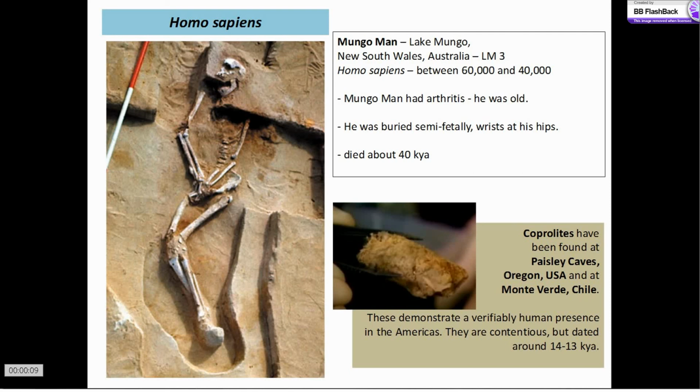14,000 and 13,000 years is not that bad now. It used to be, in old textbooks, you'd find 10,000 years. But some of the oldest evidence of humans in the New World, so to speak, has been coprolites found in Paisley Caves of Oregon and Monteverde in Chile. And coprolites, that's feces. So fossilized human dung 14,000 years ago, found in Oregon and Chile, suggests that humans were in North America as early or as late as 14,000 years.